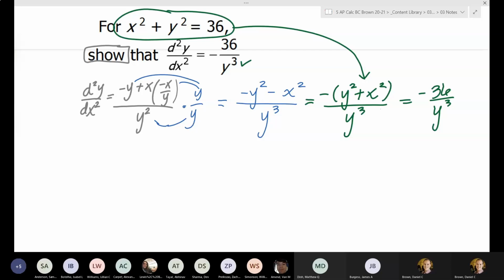Questions on that problem? Wait, could you explain how you got 36 again? Because the original equation they gave us was x squared plus y squared is 36. So I just did some substitution. Got you.